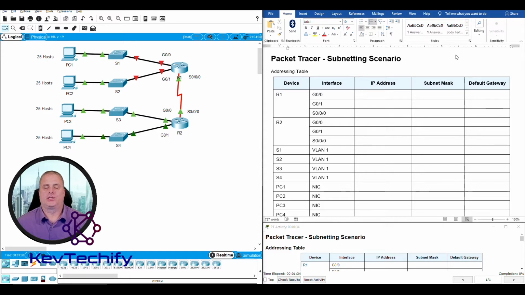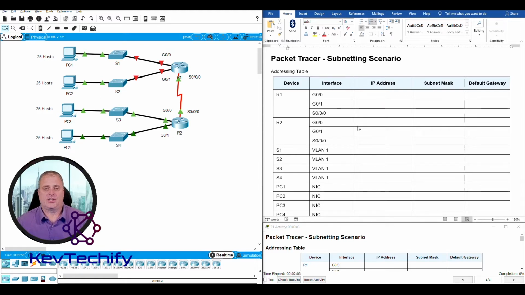7.5 subnetting scenario. I've got the Packet Tracer lab open. On the left side is our main window where we have all our devices. That's where we'll do our configuration. On the bottom right, I have the normal Packet Tracer window. That'll allow us to check our results as we go through and do some configurations. The upper right is the Word document of the Packet Tracer activity window. This allows me to enter my work into the fields.